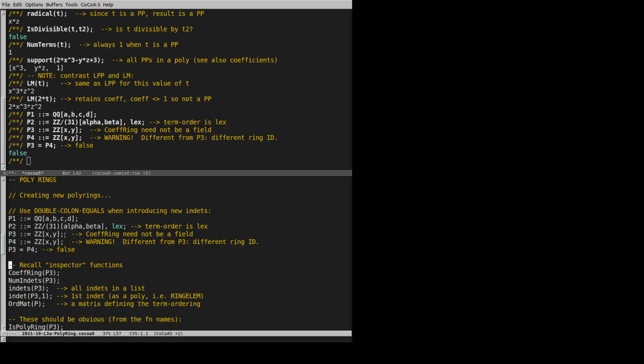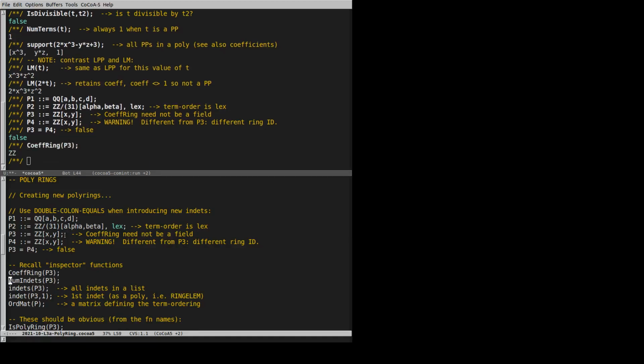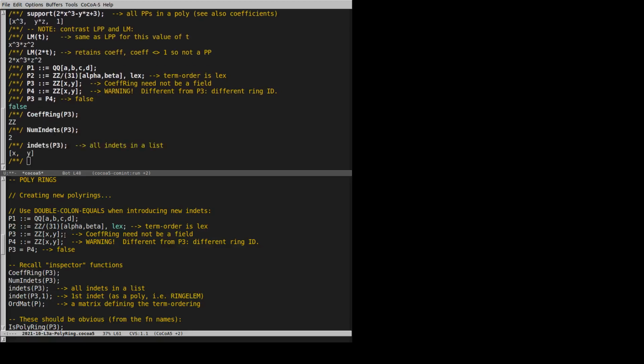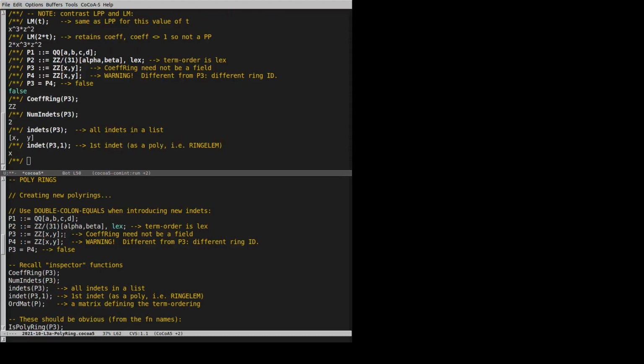So here are some inspector functions for polynomial rings. We have CoeffRing that we've already seen before. Number of indeterminates. The indeterminates as a list. We can also get indeterminates one at a time. It's indet, the ring, and then the index. And this is effectively just getting the nth element out of the list before. So the first indeterminate in this case would be x. There's a similar function inside CoCoA-Lib, and there we have to remember that indices start at 0 rather than 1.